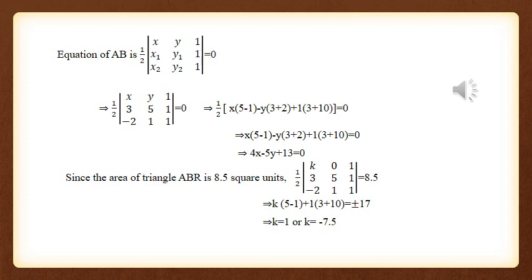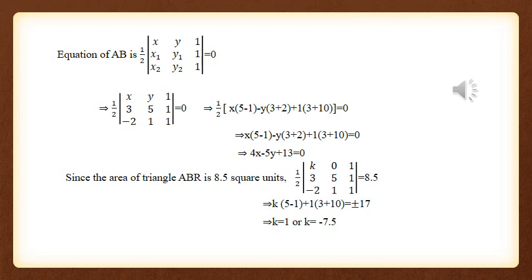Now the second part of the question, area of the triangle ABR is 8.5 square unit. So the area of the triangle formula, that is half determinant of the 3 points. Here R point is (K, 0), then A is (3, 5), then B is (negative 2, 1). In any order you can write it. So half determinant K, 0, 1, 3, 5, 1, negative 2, 1, 1 is equal to 8.5.